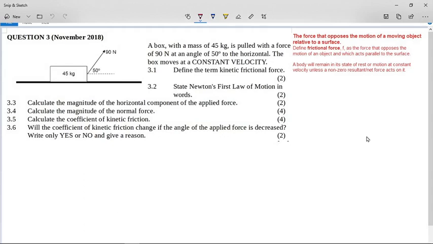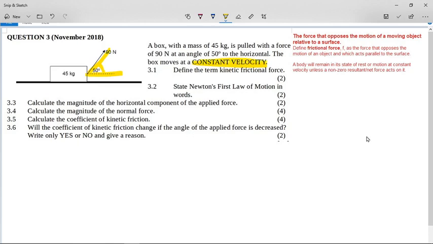Okay, here we have a question from November 2018. Question 3, it's a question on Newton's laws and forces. It says a box with a mass of 45 kilograms is pulled with a force of 90 newtons at an angle of 50 degrees to the horizontal. The box moves at a constant velocity.